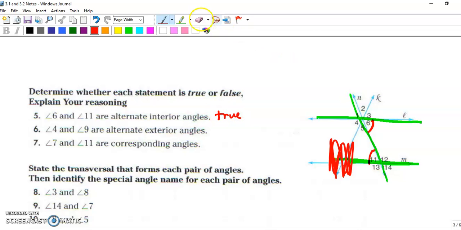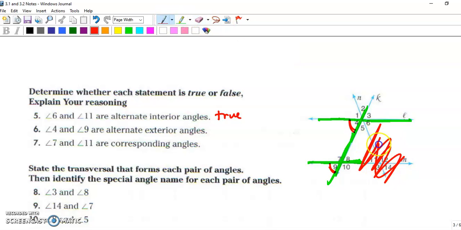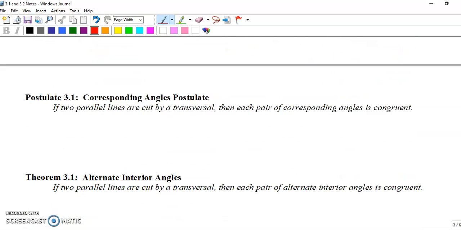If I'm looking at 4 and 9, I want to look at these two, so I need this line and this line. I want to ignore anything over here and just look at green. Those are not alternate exterior. They're on the same side of the transversal, so those are corresponding. That's not something we run across too often. I think we're fine to move on.